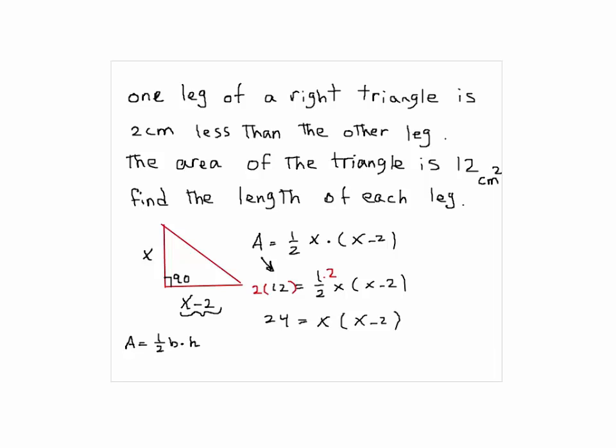So I distribute, and I get x squared minus 2x equal to 24. If I move everything to one side of the equation, subtract 24, that would be equal to 0. So this is what I have to solve for. Can I factor this? Is this factorable?